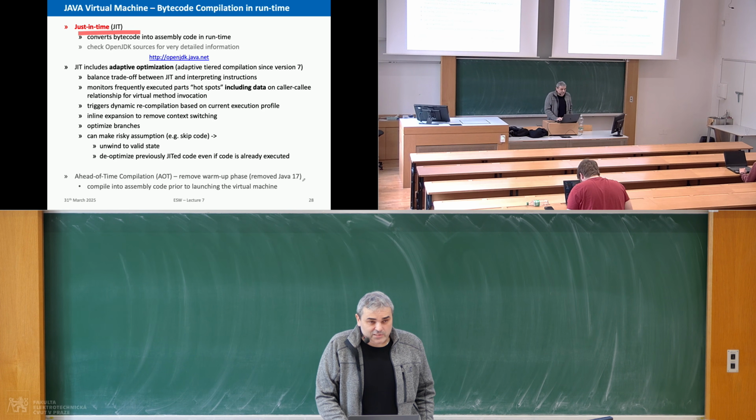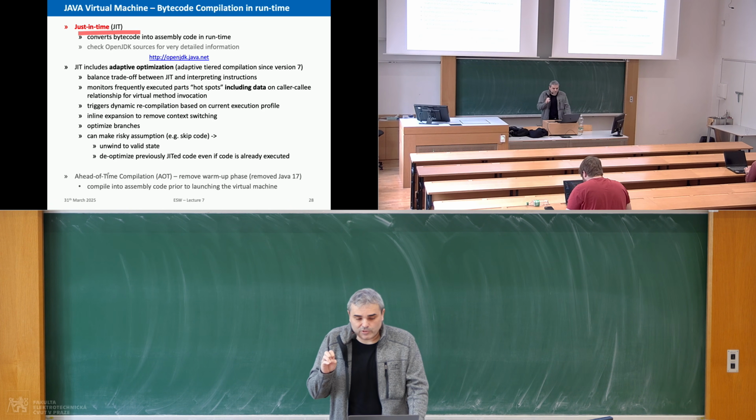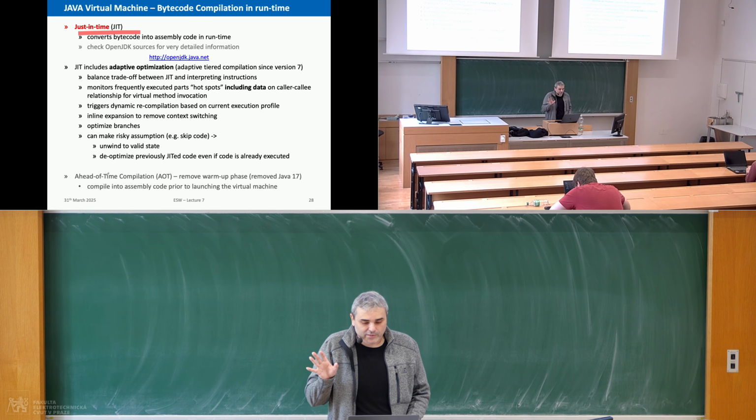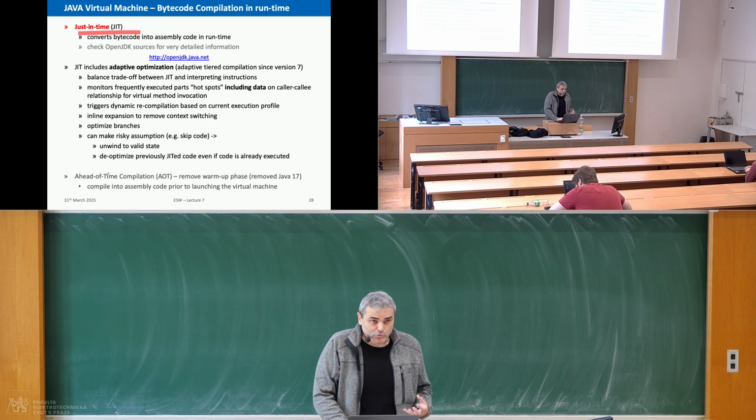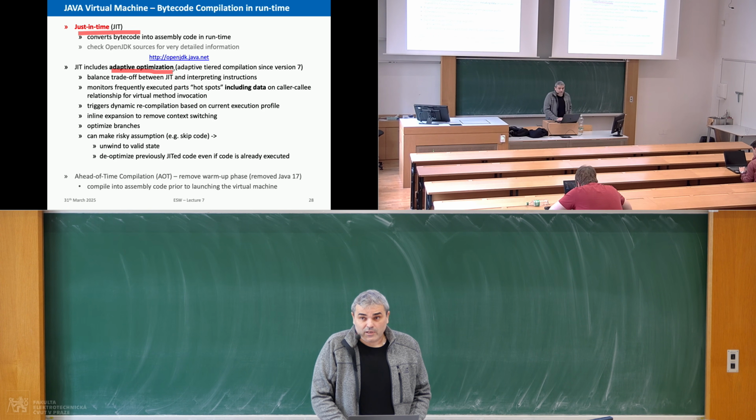Up to Java 17, there also existed AOT, ahead-of-time compilation, which could be used by the programmer to create assembly code in advance, before the execution of the application, for that target platform. But it was removed due to the maintenance cost. It was too complex to maintain, and there were not big benefits, as you will see, because it cannot use the adaptive optimization techniques which are included in just-in-time compilation.